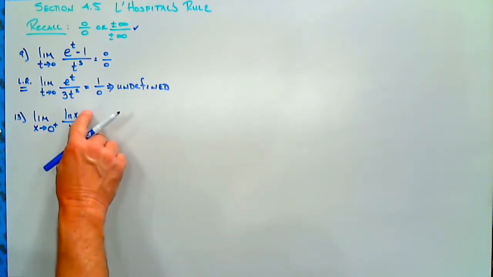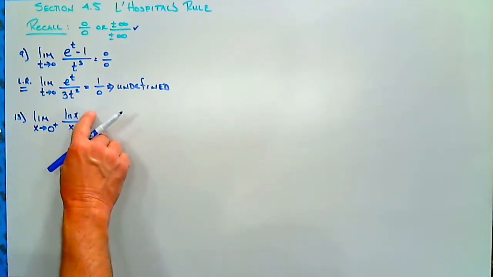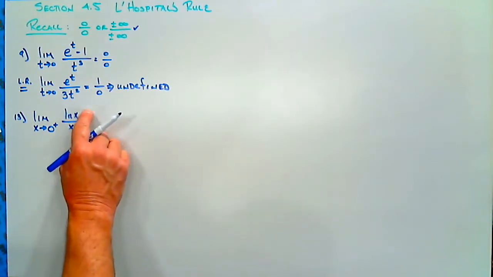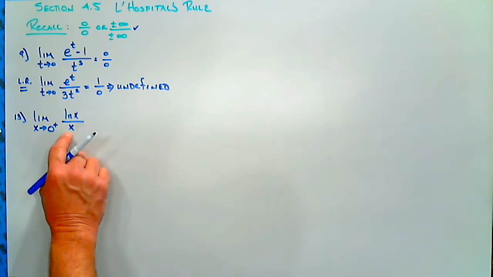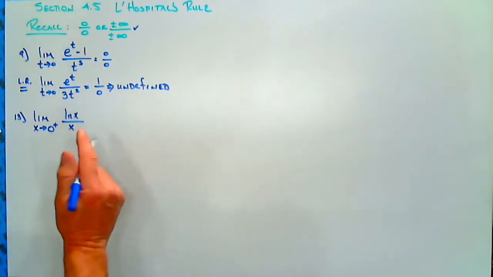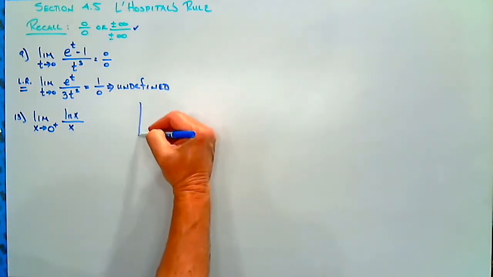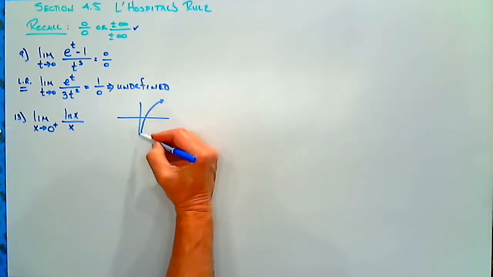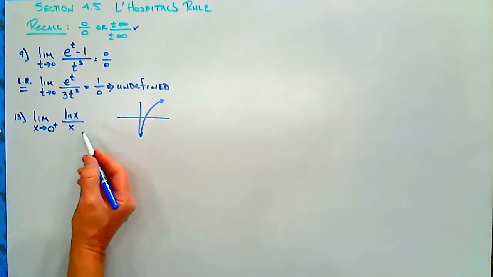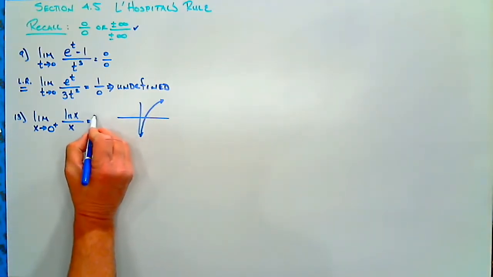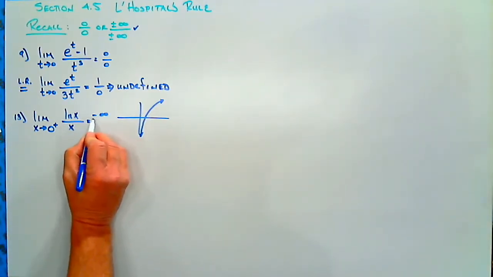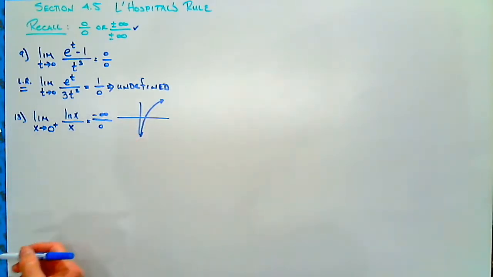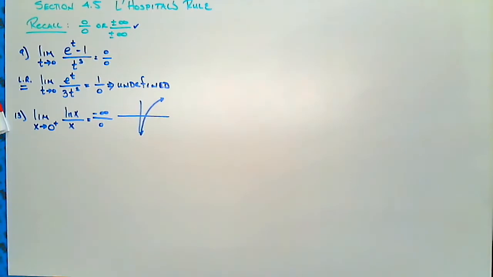As we plug in 0 from the right here, what do we get? We get the natural log of 0. That turns out to be what? Well, if we take a look at the graph of the natural log, it looks like this. So when we plug in 0 from the right, what do we get? We get negative infinity, don't we? When we plug 0 in the bottom, we get 0. So we get negative infinity divided by 0.